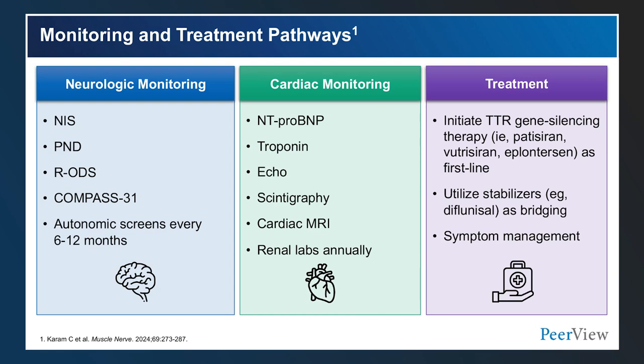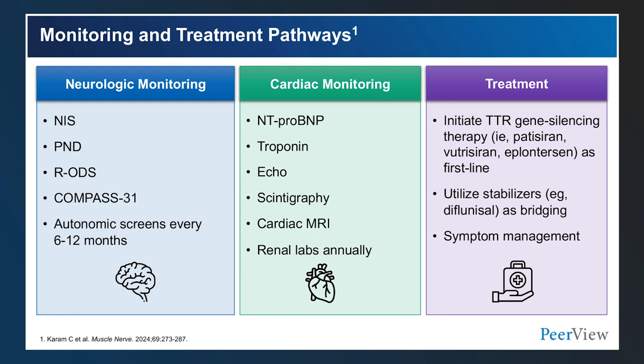COMPASS 31 is a questionnaire looking at autonomic symptoms. And autonomic screen, I usually will do a brief questionnaire and then also have orthostatics done on each patient every 6 months. Cardiac monitoring, you can get an NT-proBNP and troponin as a baseline. Often these patients will come with an echo, scintigraphy like PYP, or cardiac MRI, as well as renal labs. You want to keep track if they're starting to develop proteinuria, for example.